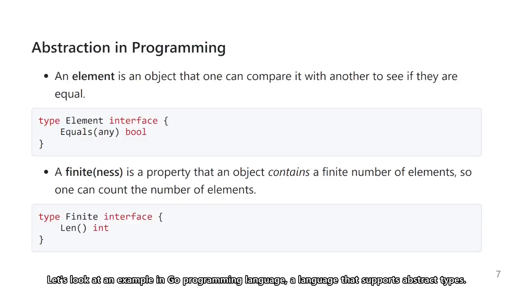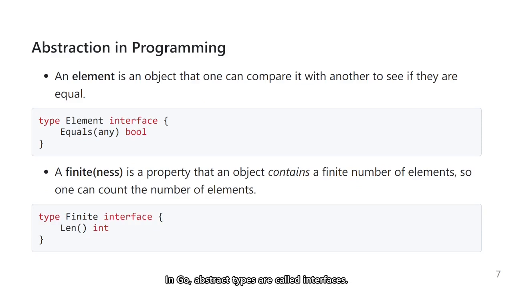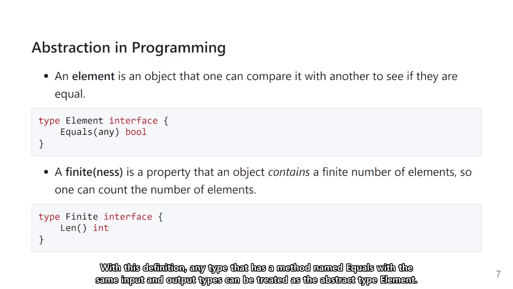Let's look at an example in the Go programming language, a language that supports abstract types. Suppose we want to define an abstract type called element with the capability to compare equality and difference with other types. In Go, abstract types are called interface. Here is how we can define such abstract types in Go syntax. Type Element interface with the method named Equals with the input type any and output type boolean. With this definition, any type that has a method named Equals with the same input and output types can be treated as an abstract type Element.